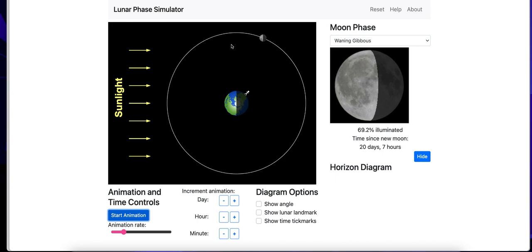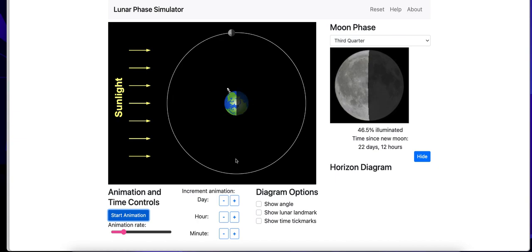All the light is coming from this specific angle. So we're at the waning gibbous about day 20. And about day 21, we will move into our third quarter moon. Sorry, I didn't pause it fast enough. We're in the third quarter, right?